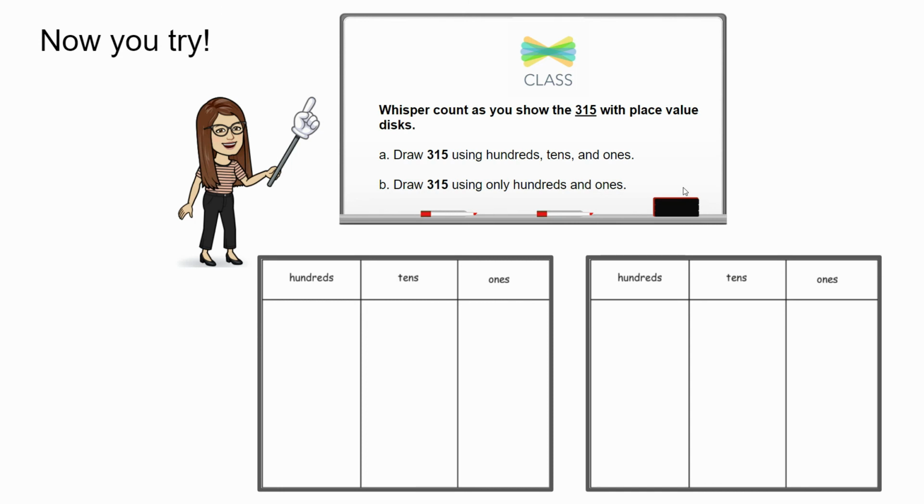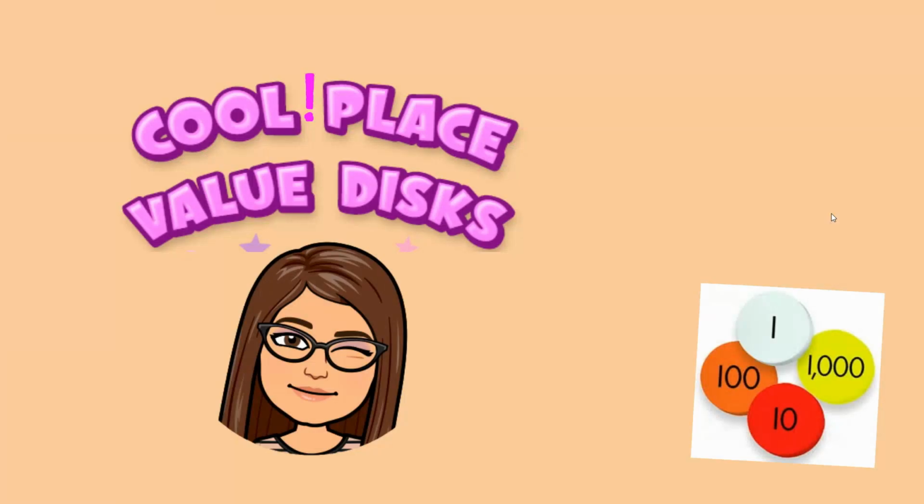Now, it's time for you to practice it on Seesaw. Whisper count as you show 315 with place value disks. You're going to draw 315 using hundreds, tens, and ones. And you're going to draw it using only hundreds and ones. Okay? Have fun, everyone!